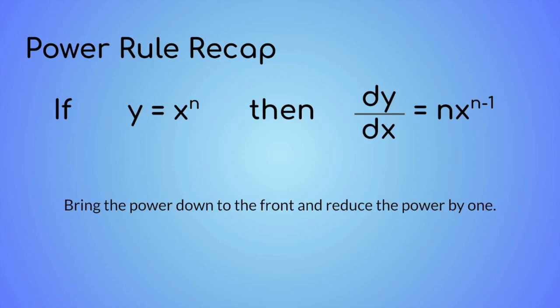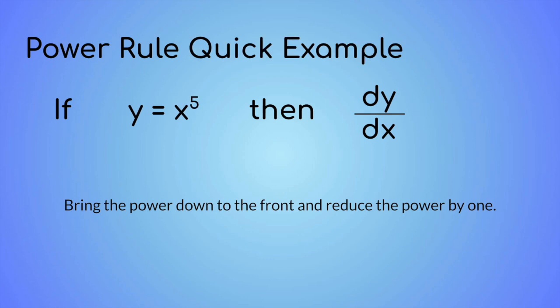First of all, a quick recap. In the last video, we discovered that if y equals x to the power n, then we basically bring the power down to the front and reduce the power by 1, giving us dy by dx equals n x to the power n minus 1. So that's the standard rule for differentiation, which we apply to every single problem that we're going to look at here.